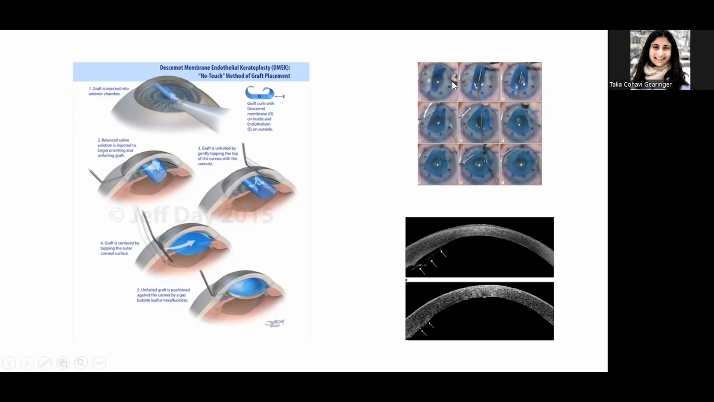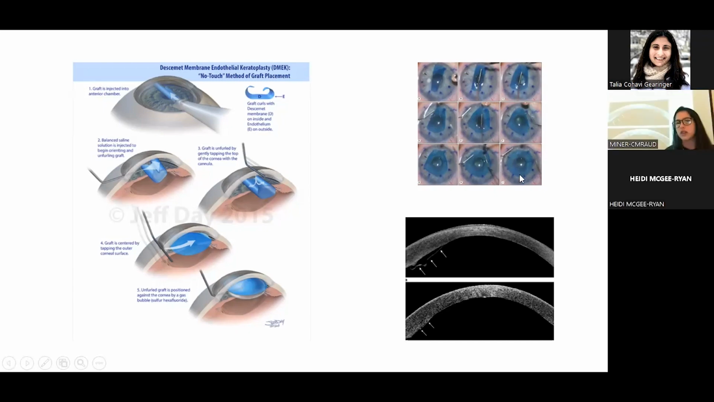So this is how it really looks in the surgery. So we have that blue roll. It's not blue, but we use the stain to be able to see it. And then here we just do a lot of tapping techniques to be able to unroll it. And then this is how it looks after the unrolling.